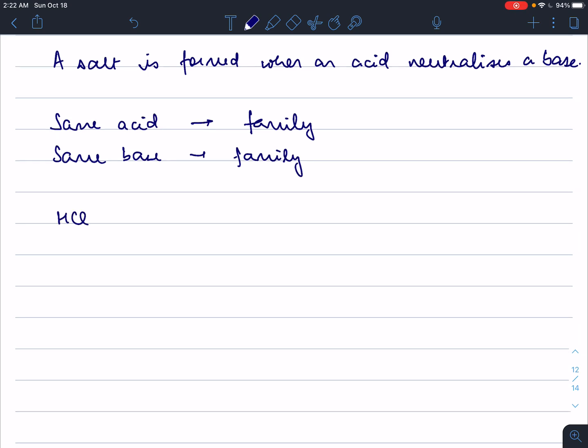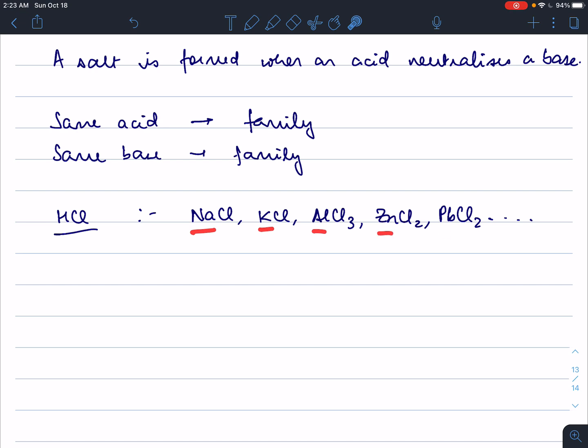Let's say HCl is my acid. You could have NaCl, KCl, AlCl3, ZnCl2, we did aluminium. You could have PbCl2 and so many. So over here, if you see, the positive ion is different, the cation, but the anions are all the same. It all comes from hydrochloric acid. It's the chloride ion. So this is a family of chloride salts.